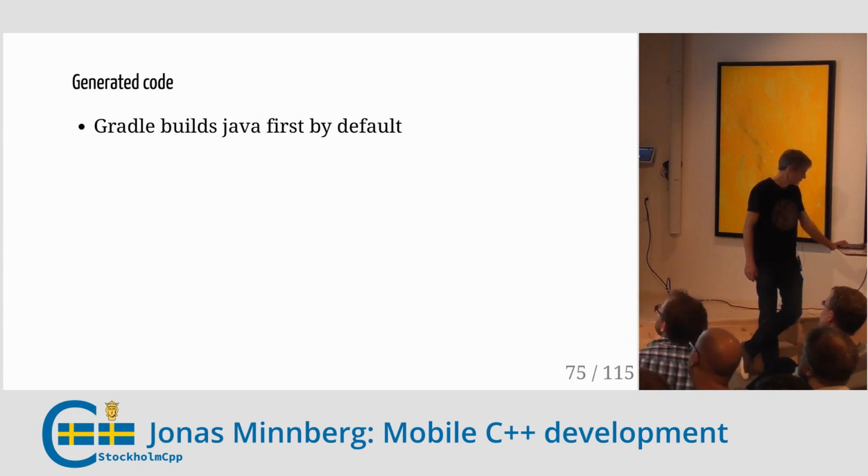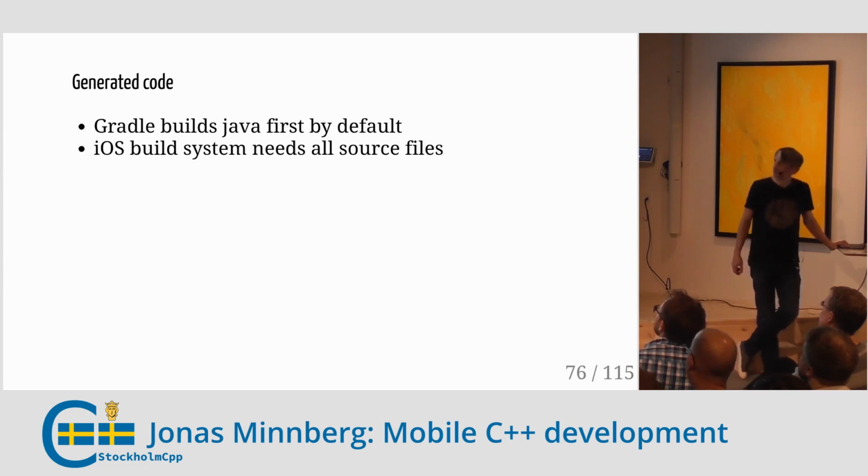Generated code. The other problem with that is that on iOS we have a kind of primitive build system currently that needs all the source files to be available. So I think the first part there can be fixed. I don't think it's too hard to modify Gradle to do it the other way around, but since we still have the second problem, we haven't done it. So we check in our generated code.